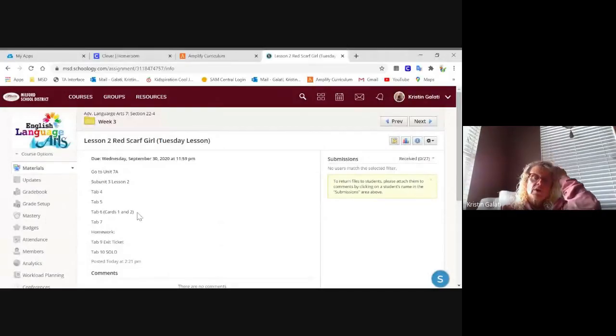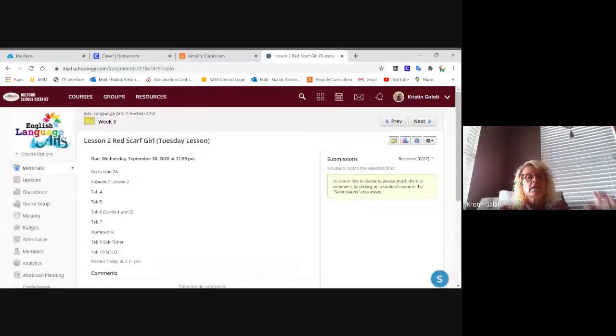Okay, so we can preview all of this. This is Schoology. This is the list of everything that we need to do for this lesson. And you can see all of the tabs are listed with the cards on each tab. Your homework is going to be your exit ticket and solo, but that's going to be included in this video, as always.